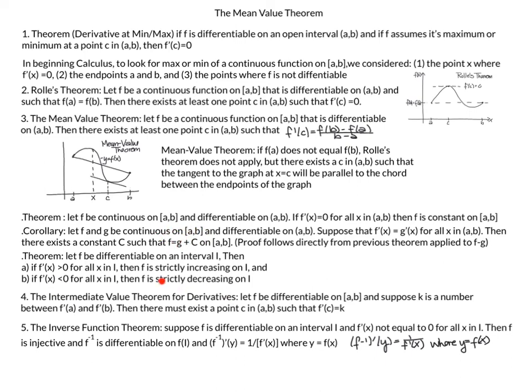We looked at the intermediate value theorem for derivatives, which said that the derivatives had the intermediate value property, meaning that if f is differentiable and k is a number between f prime of a and f prime of b, then there exists a point c such that f prime of c is equal to k. In other words, the derivative doesn't jump around. If it goes from f prime of a to f prime of b, and there's some number in between, there has to be a derivative in between as well.